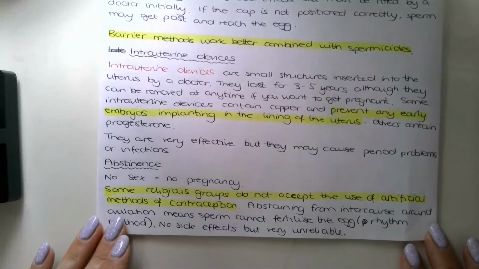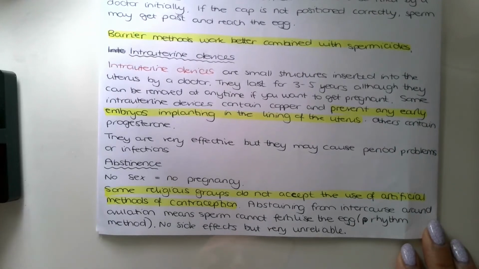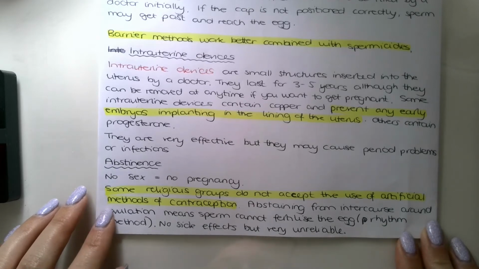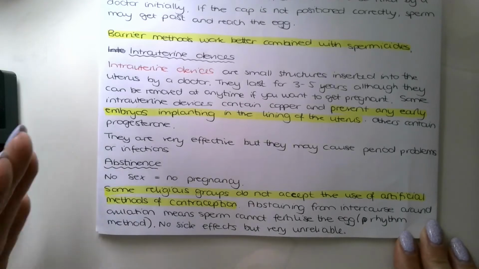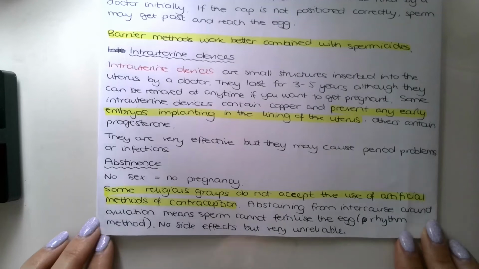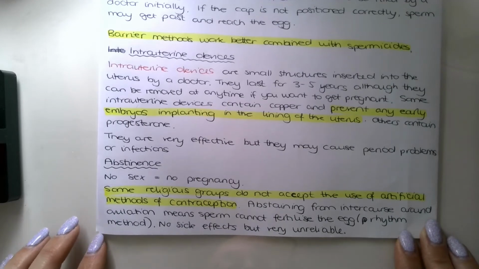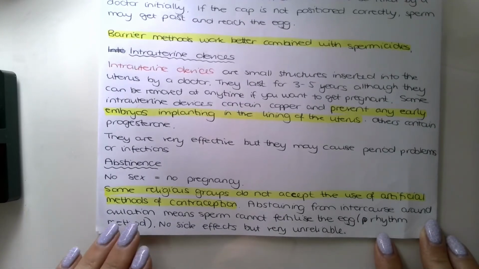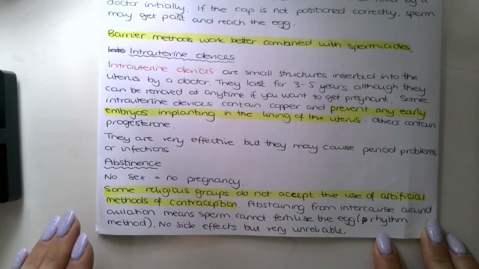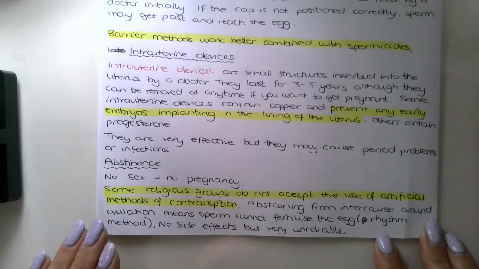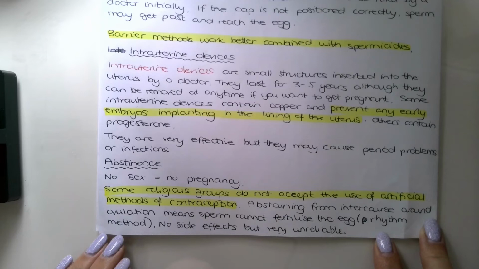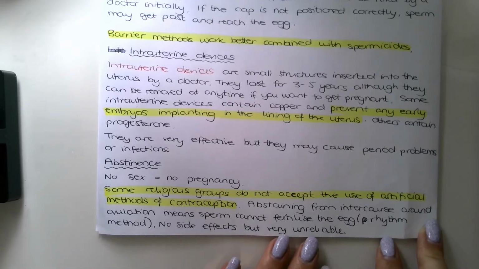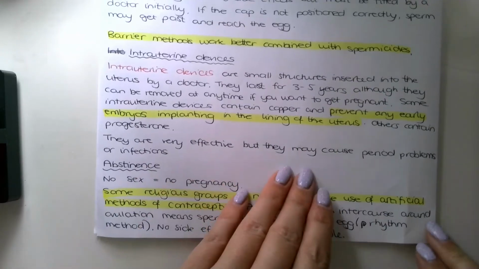Abstinence. If you don't have sex, you can't get pregnant, simple as that. Some religious groups do not accept the use of artificial methods of contraception. The artificial methods are all the ones I've described already. Abstaining from intercourse around ovulation, when the egg is released, means sperm cannot fertilise the egg. Remember, an egg can be fertilised in the uterus and in the oviducts along the way. Not having sex when ovulation happens is called the rhythm method. It has no side effects, but it's very unreliable as it's difficult to tell when ovulation actually happens.